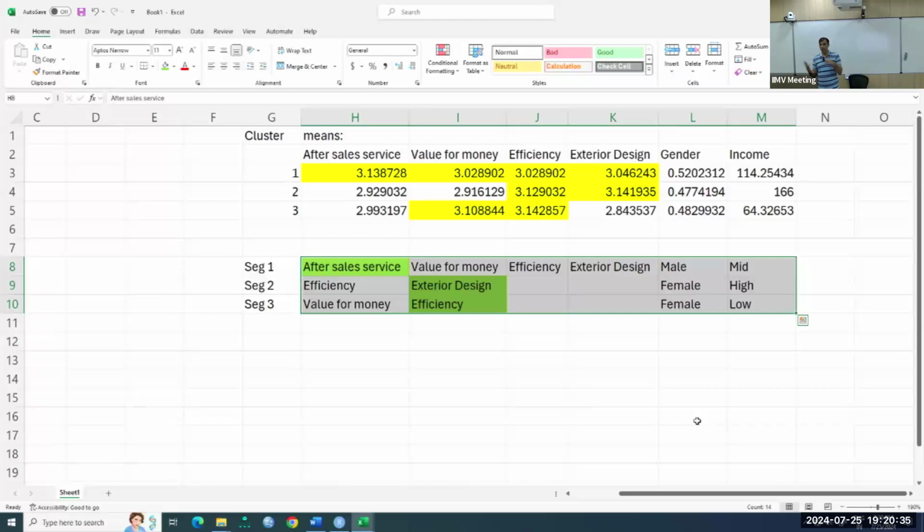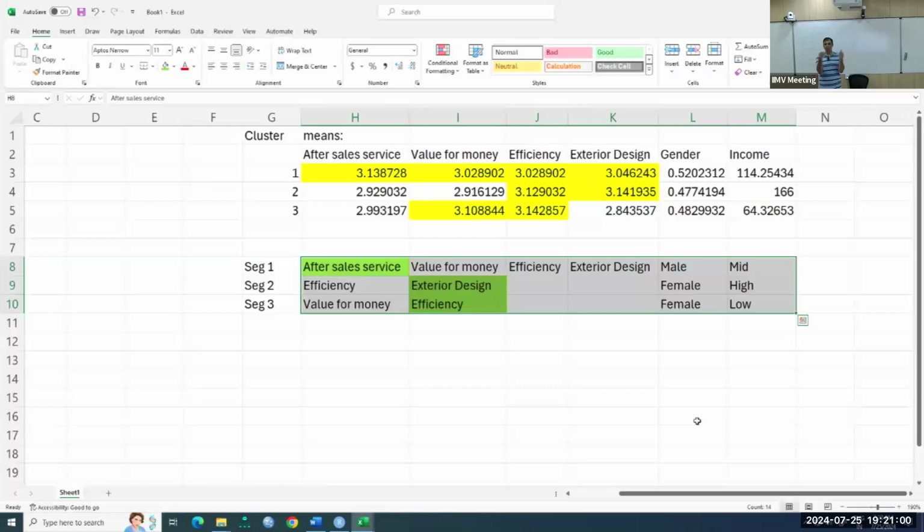Further, although it's not a very proven method because this is only for the customer side, on the basis of the highest cluster mean, you can decide your USP. But before deciding your positioning statement or positioning value proposition, you should also see your competitors, and you should also see your internal resources. Is this your core competency or not? And that's how we are positioning our product.